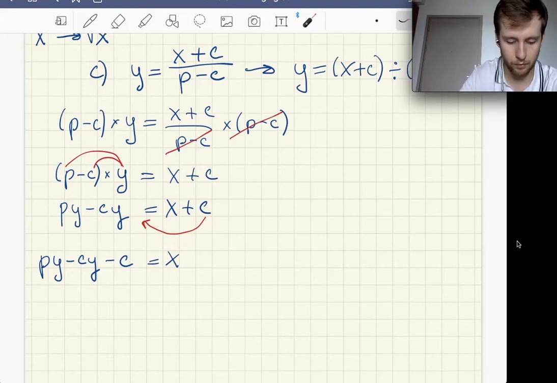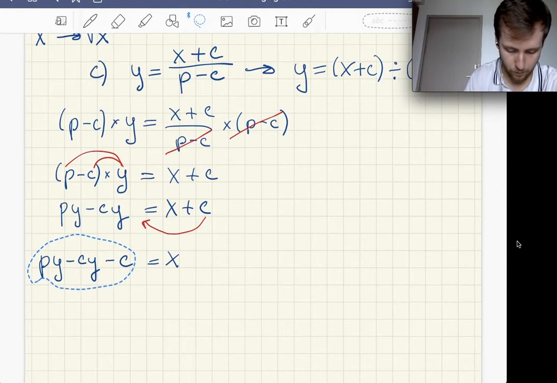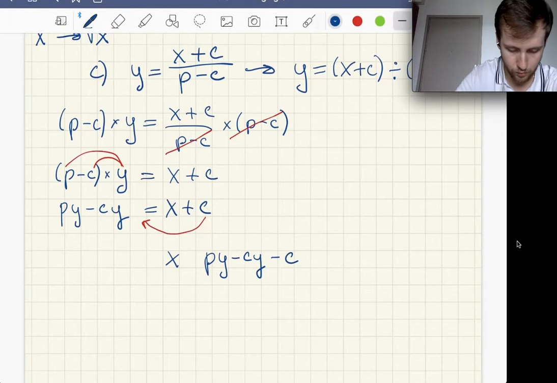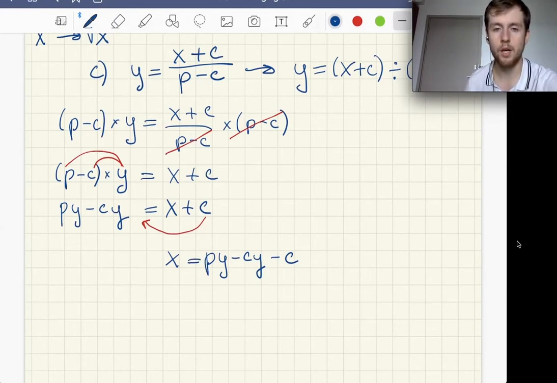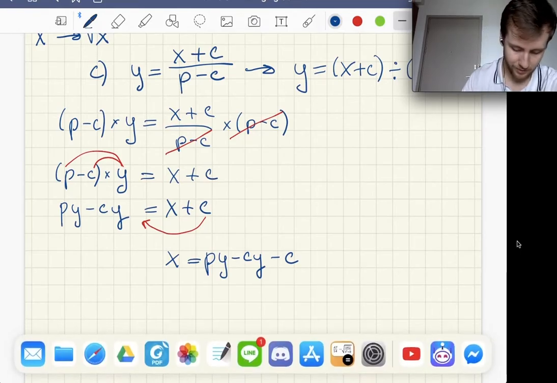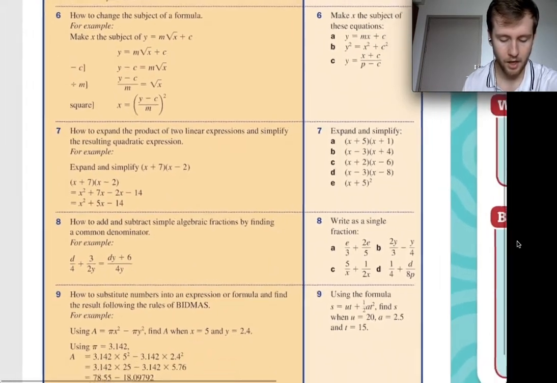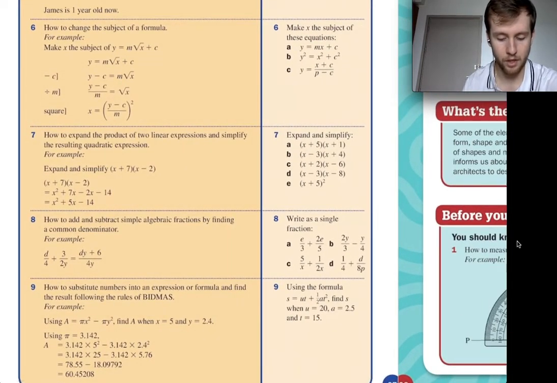So x is equal to, we can rephrase this. We can say that x is equal to py minus cy minus c. That's it. Okay, next one we have expand and simplify the product of two linear expressions.